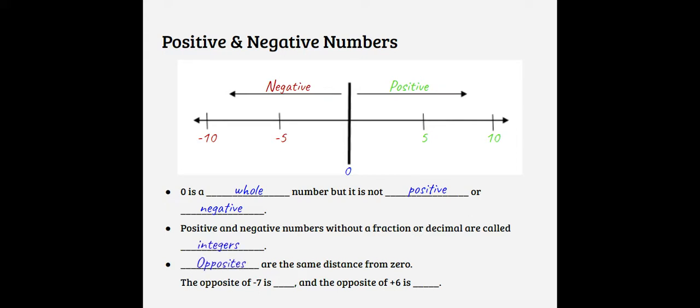We're also going to talk about opposites, which are numbers that are the same distance but on opposite sides of 0. So, for example, if I have -7, the opposite is +7. If I have +6, the opposite is -6.